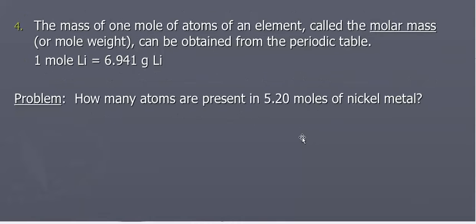The mass of 1 mole of atoms of an element, which is called the molar mass, can be obtained from the periodic table. So for example, 1 mole of lithium is 6.941 grams of lithium. So that number is on the periodic table. Let's look at a couple problems.